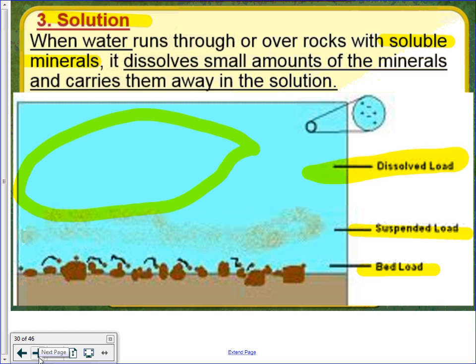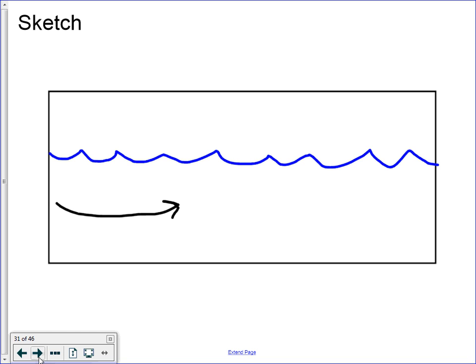My picture for this one is really lame. It's a river. You can't see a dissolved load or a solution load. It's the minerals, it's the salts, it's all the different sediments that have actually been dissolved into the water.